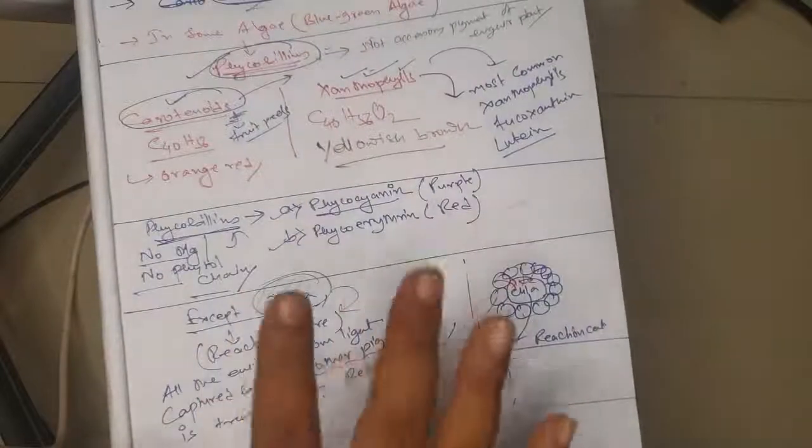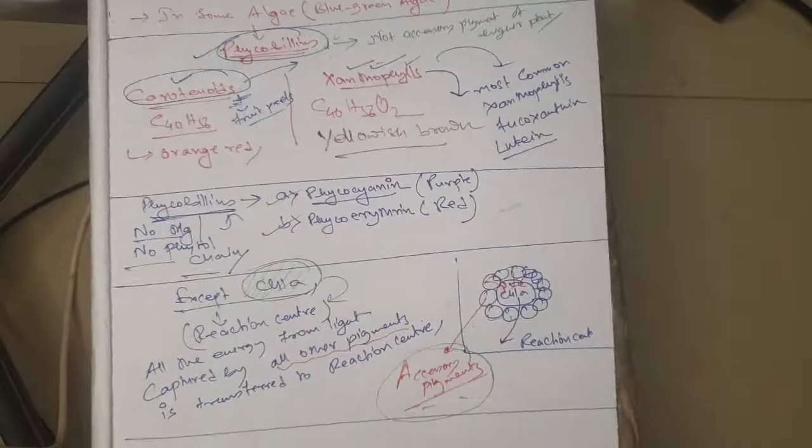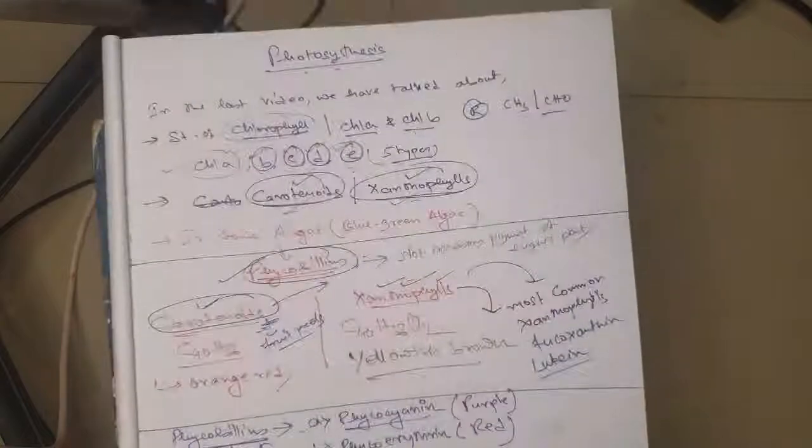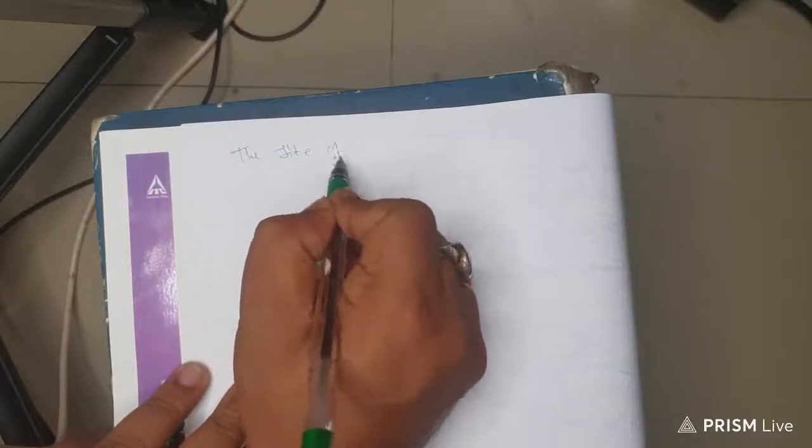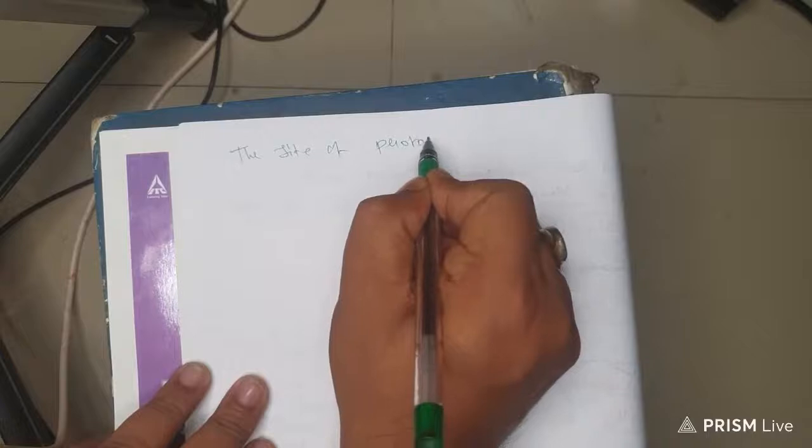Okay, so we have learnt about all these things. Now moving forward, we will learn about the site of photosynthesis. Now let's do this. This is interesting. The site of photosynthesis.